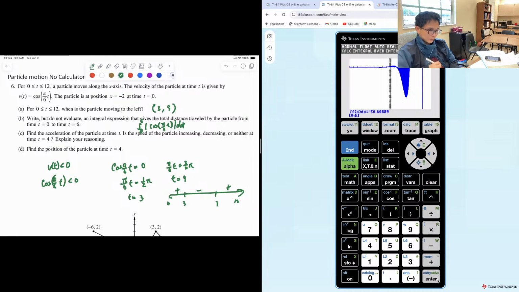How do you know that v of t is less than 0? Just when you plug in like 5. Cosine of 5 pi over 6 is what? Is it negative or positive? I don't even need to know.